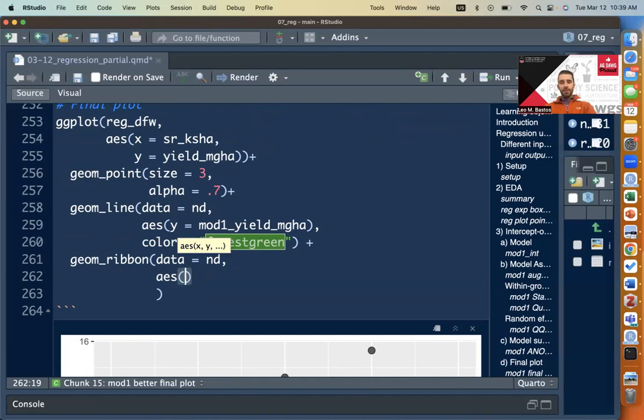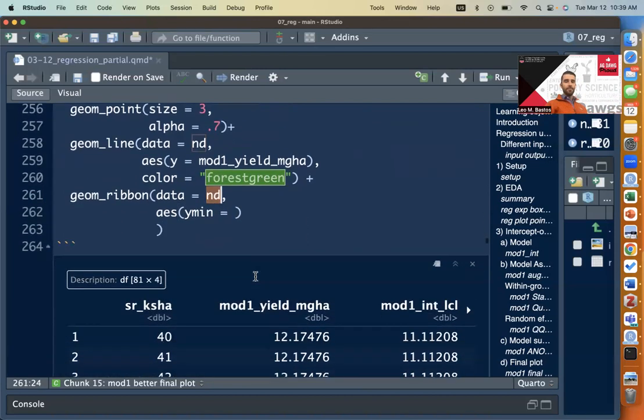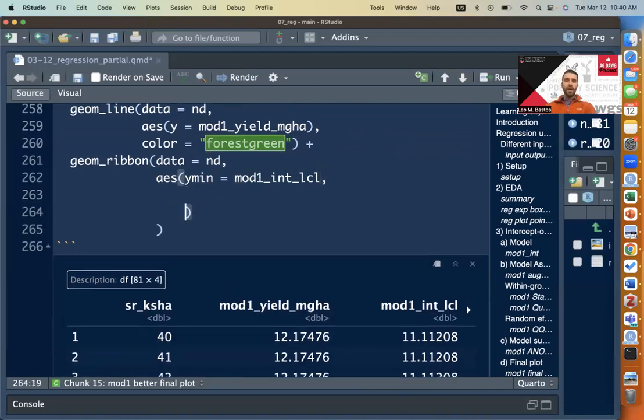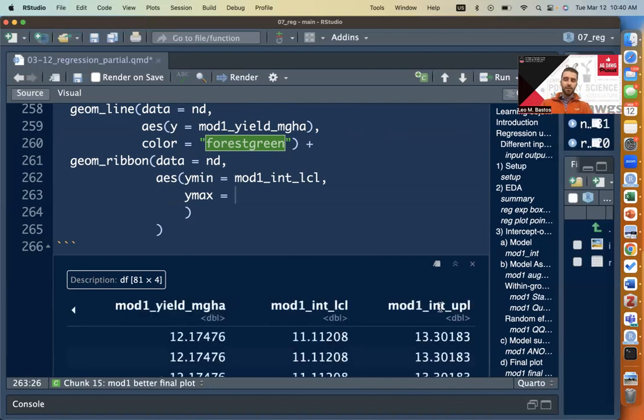So really the only thing that is changing here is we need to give our Y min. So Y min argument would be the lower boundary of the ribbon. If I print ND below here, so we look at it again, Y min should be our mod 1 int LCL. LCL is lower confidence level. So that's what our Y min should be. We also need to tell it what is our Y max. So Y max would be on the Y axis. What is our upper limit of the ribbon? In this case here, that column is called mod 1 int UPL.